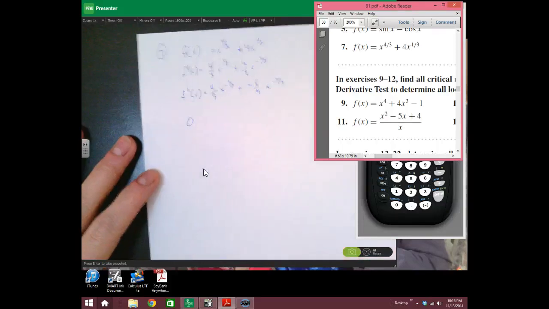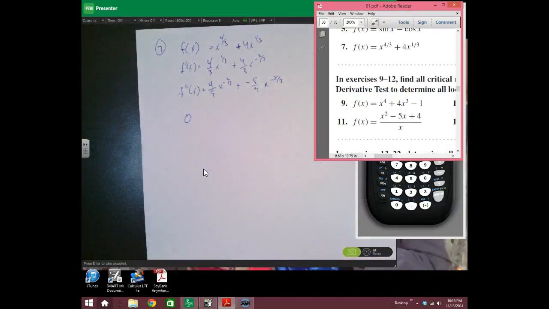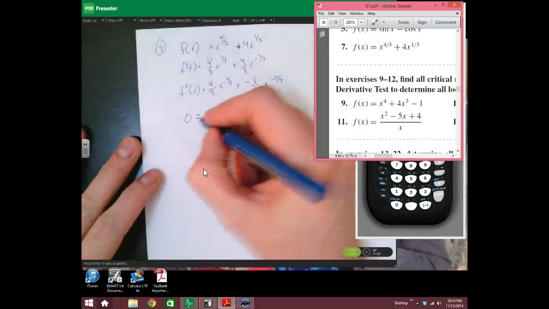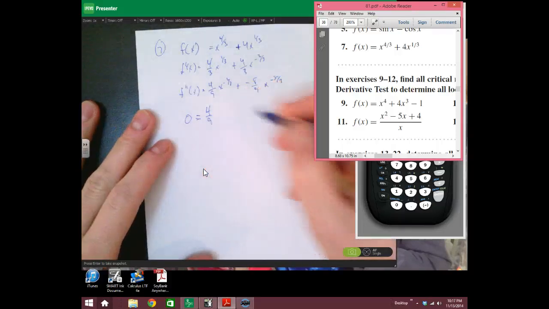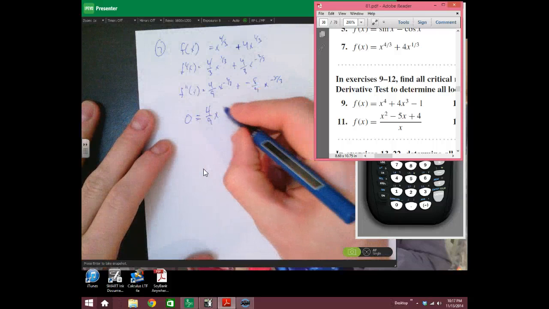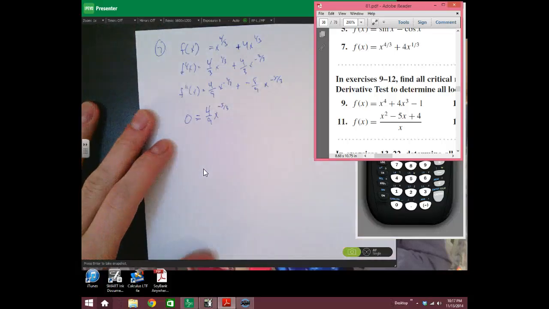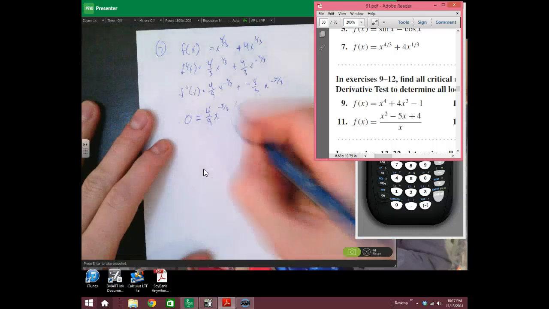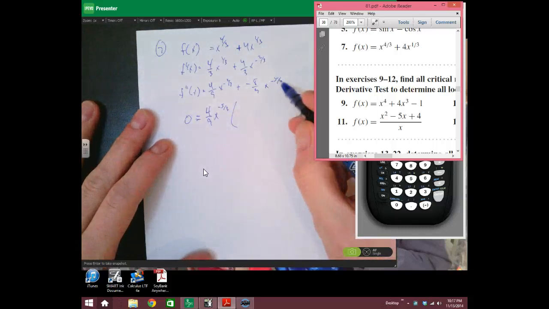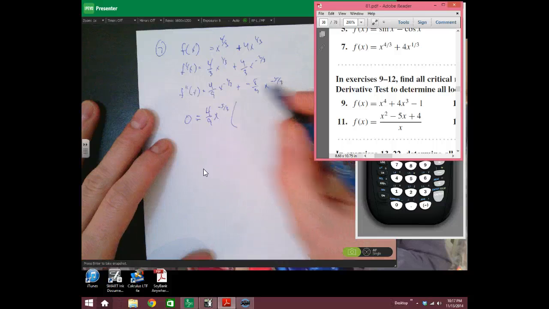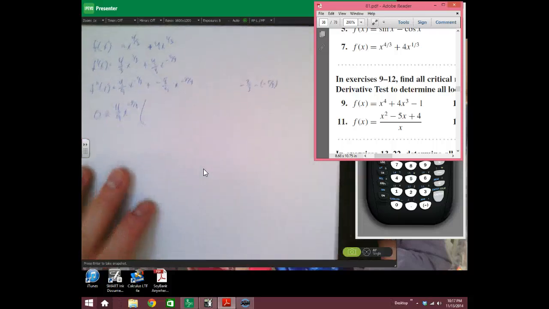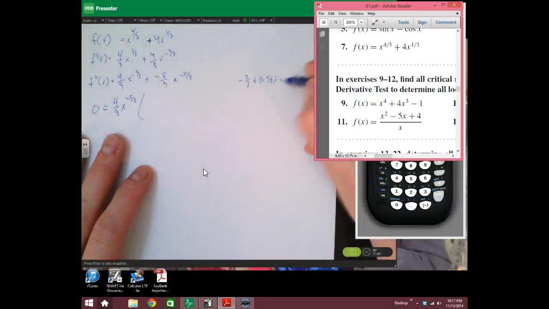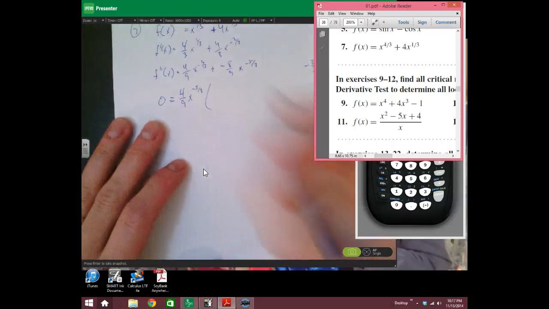Either way, you're going to set it equal to 0. One thing you can do is, and I know it might seem strange, you can take out a 4/9 and you can take out an x to the negative 5/3. Now if you do that, what that means is you're subtracting negative 5/3. So if you have negative 2/3 minus negative 5/3, that's really like adding 5/3, which is 3/3, which is 1. So this becomes x to the first power.